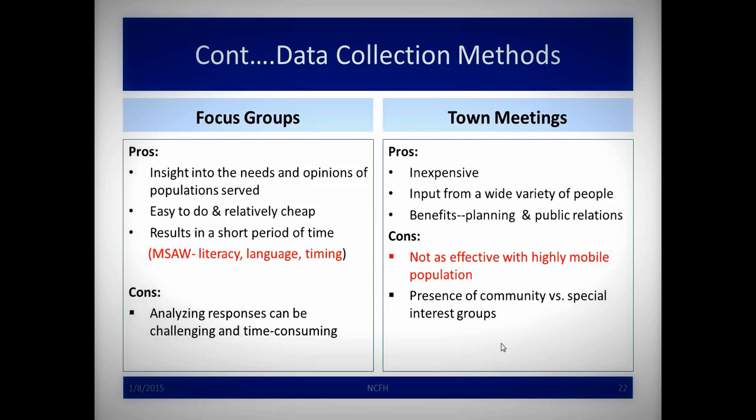For town meetings, it's relatively inexpensive. You can obtain input from a big variety of people, and just like with key informants, you can have some benefits, such as planning and establishing public relations. The downside is that it's not as effective with a highly mobile population. You also need to be very careful about who will be present. Will it really be a community, or will it be mostly people from special groups? It can be very challenging to do a town meeting. So those are some of the examples that we have.